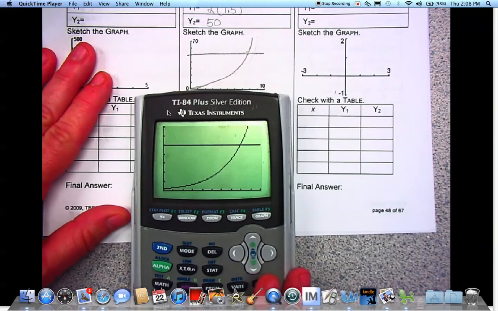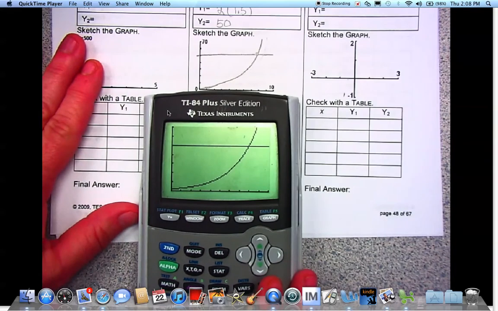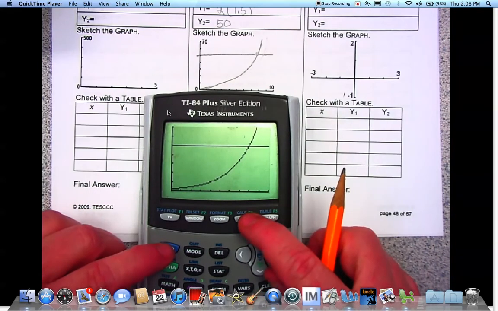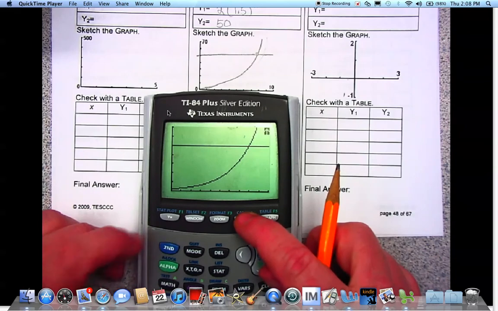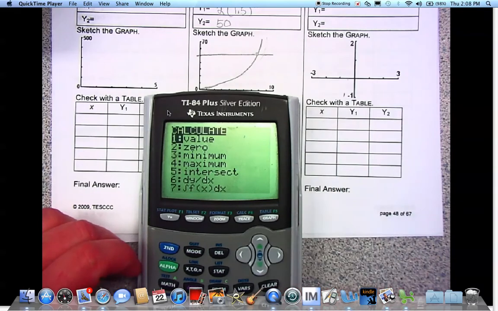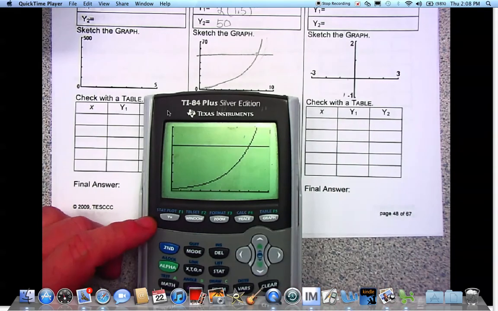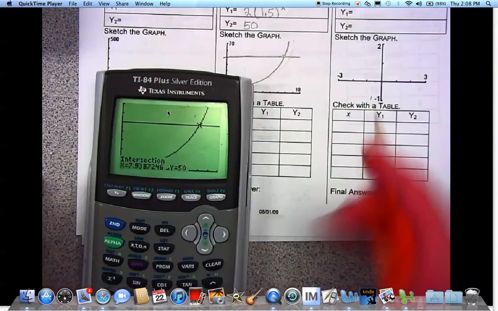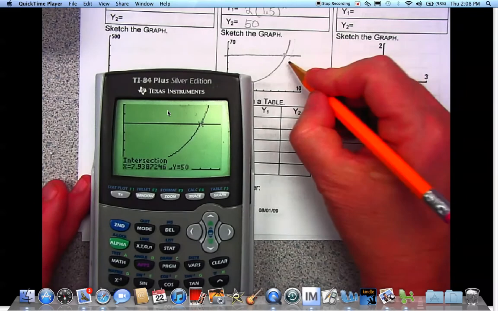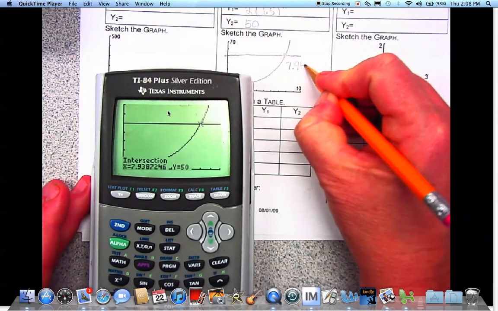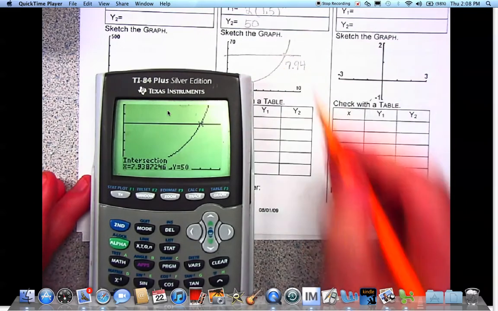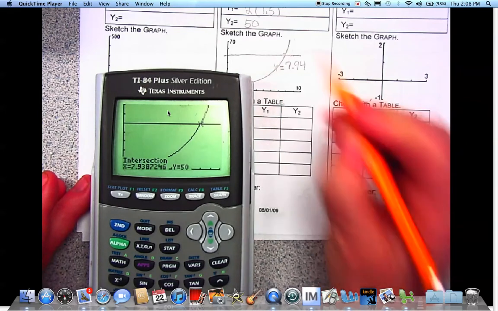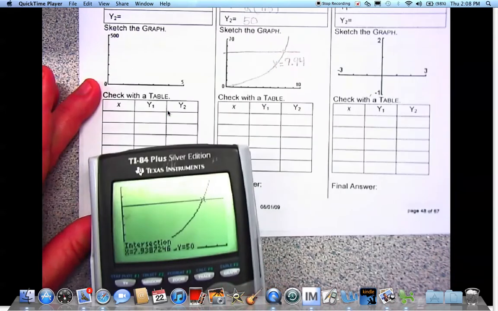Now we need to find, what do we have to find here? The intersection. How do you find the intersection? Second, trace, 5. Enter. And what do you get? 7.9. X equals 7.94 right there.